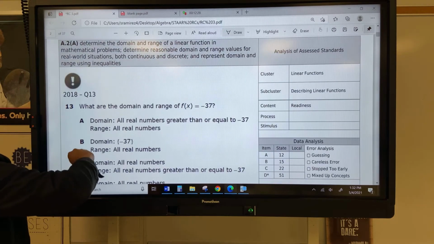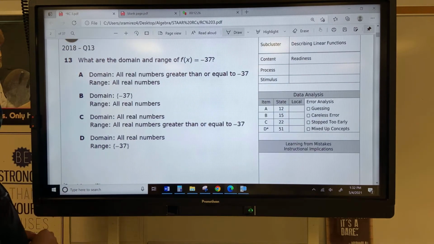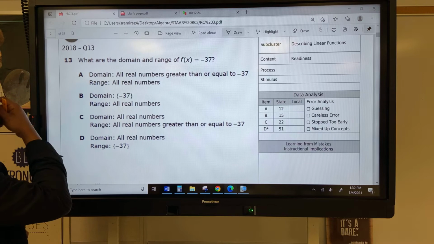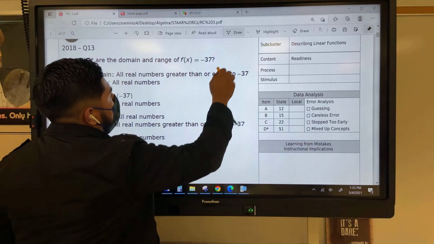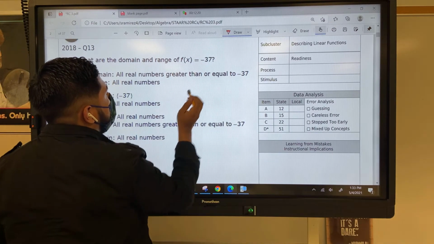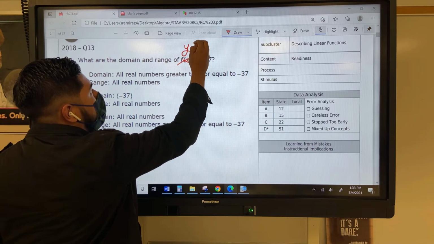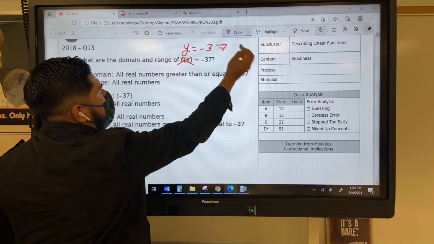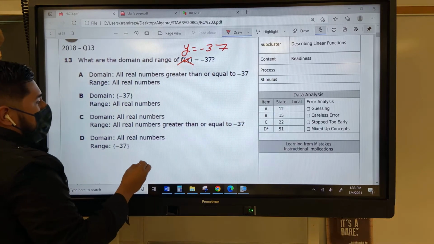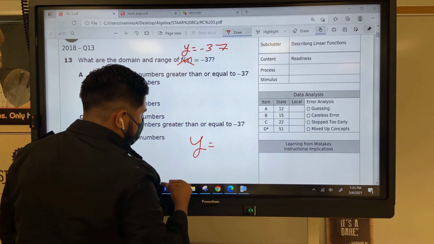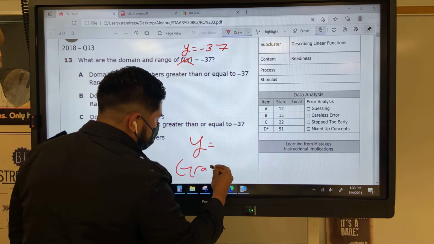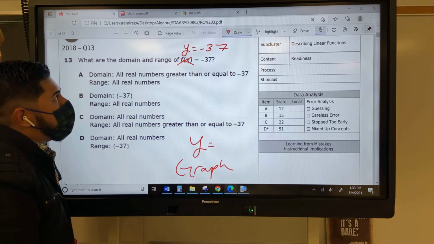And we keep going. What is the domain and range of this function f of x equals -37? Hopefully you remember. You can easily cross off f of x and you can put y. Y equals -37, and we can graph this. Go to y equals on your calculator, press graph, and we just analyze the graph.